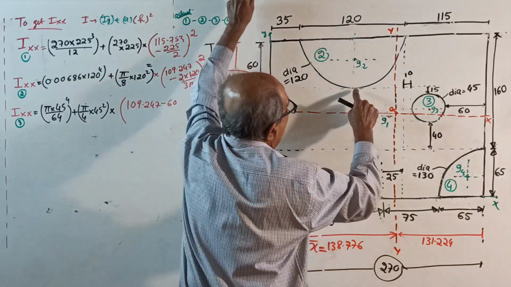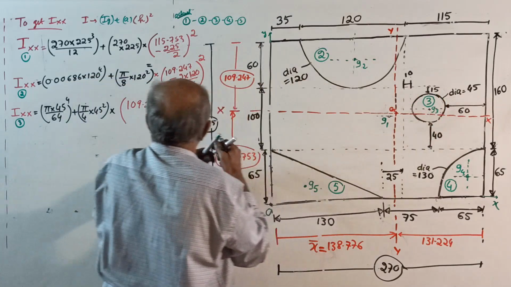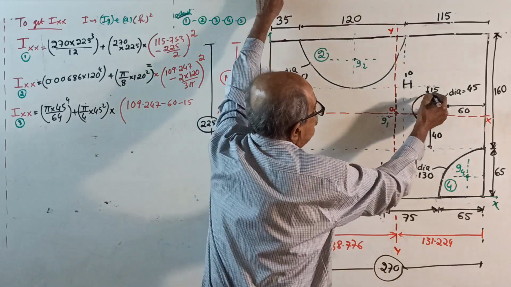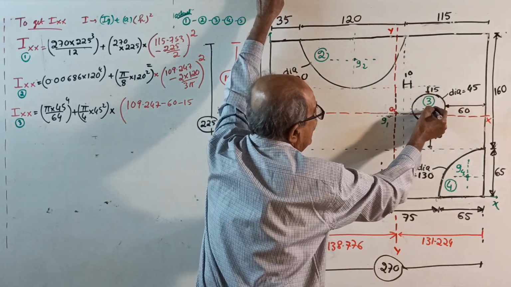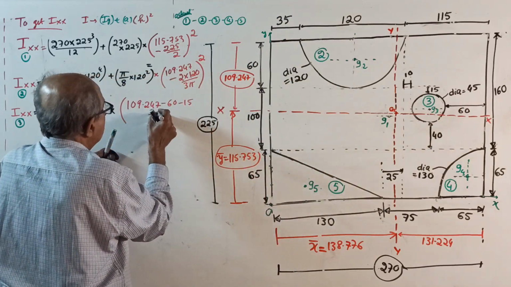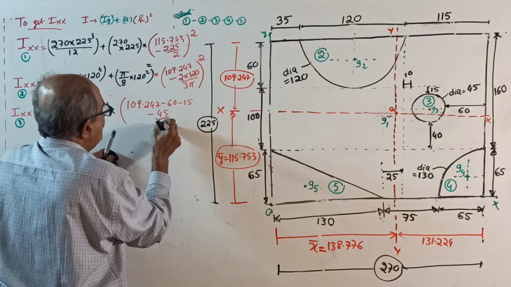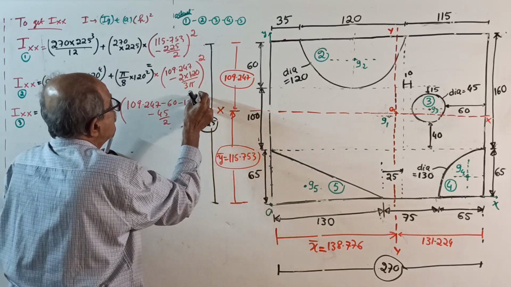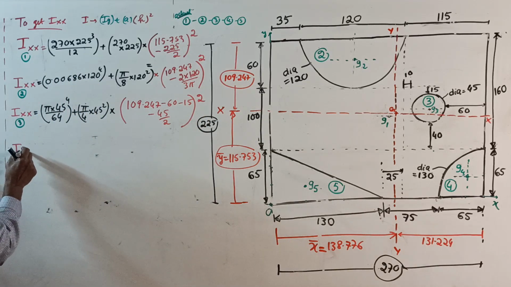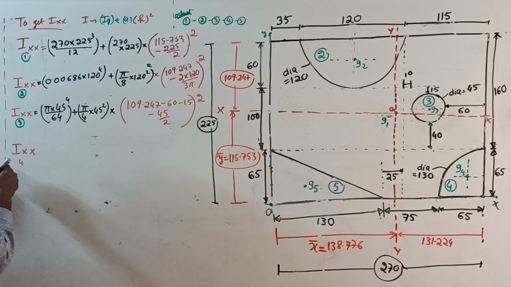Then also subtract 15. Then you reached here. Subtract up to the center, the diameter is 45, so subtract 45 by 2. Somebody studying high school mathematics will understand. Okay, square. Then Ixx for 4.